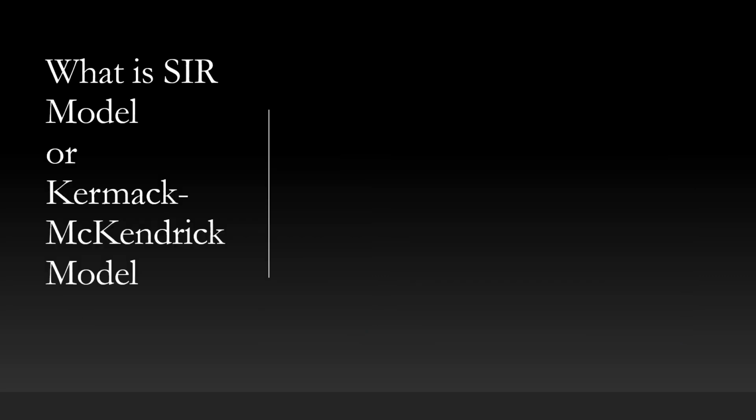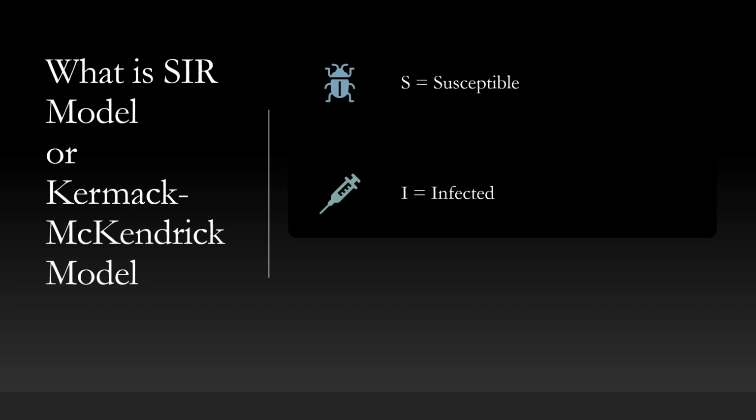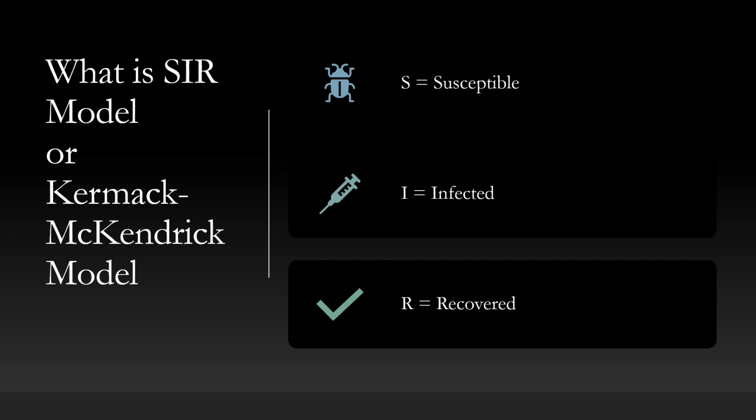The SIR model is one of the basic compartmental models, and there are many other models, but they are derived from this basic form. In this model, the population is divided into three compartments: S for the number of susceptibles, I for the number of infectious, and R for the number of recovered or deceased or immune individuals.